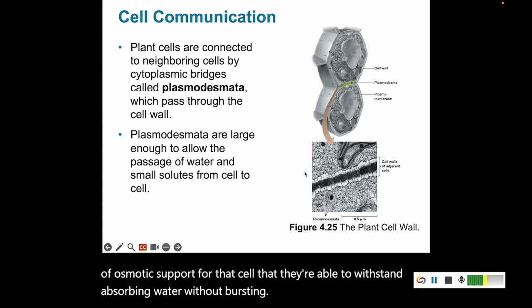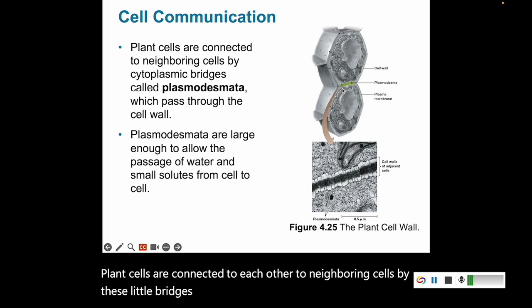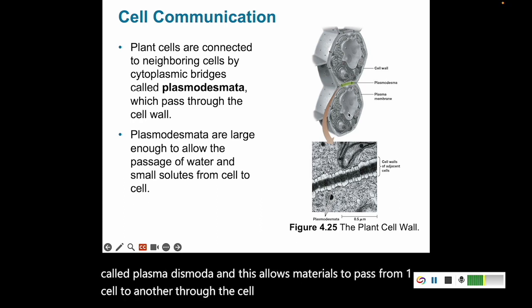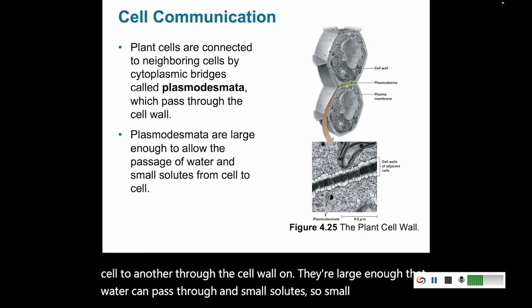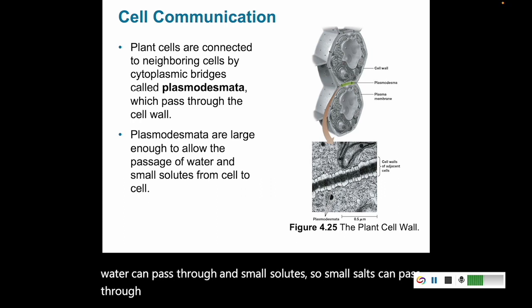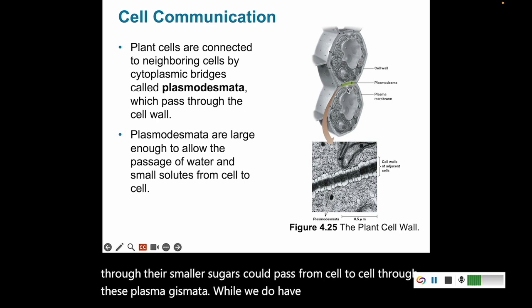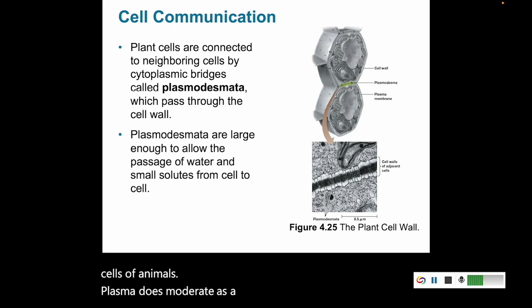Plant cells are connected to neighboring cells by these little bridges between the cells. These little bridges here are called plasmodesmata, and this allows materials to pass from one cell to another through the cell wall. They're large enough that water can pass through, and small solutes, so small salts can pass through there. Smaller sugars can pass from cell to cell through these plasmodesmata. While we do have connections between cells of animals, plasmodesmata as a feature are plant cell specific.